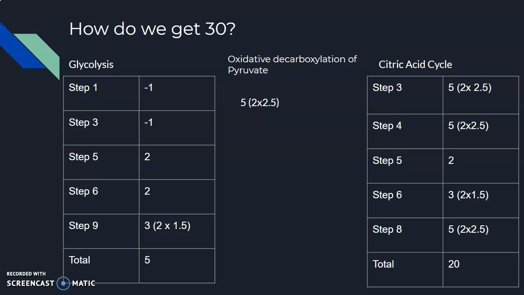So overall, how do we get the 30? Well, we already talked about glycolysis, right? We saw that it produced a total of 5 ATP, because we have the -2, and then the other ones, this should be step 10, sorry.